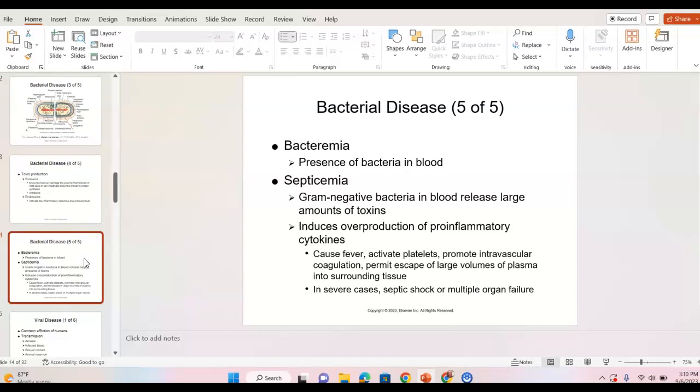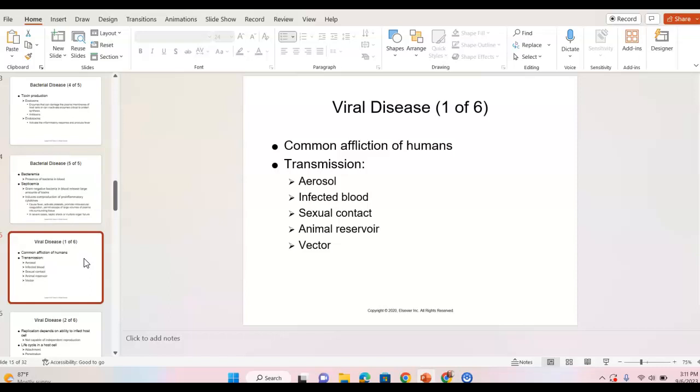And of course, with shock comes lack of perfusion. With lack of perfusion, we can't perfuse organs. Here we go. We could have multiple organ failure. Okay, viral disease. So transmission, you can see how that can happen.